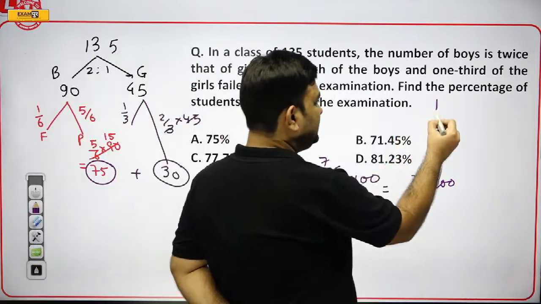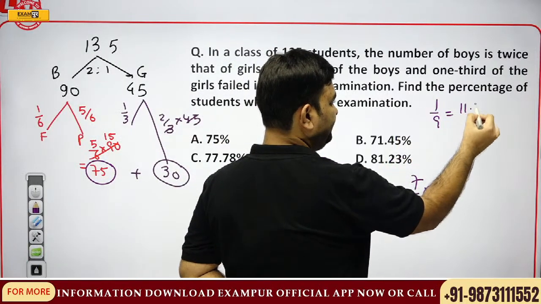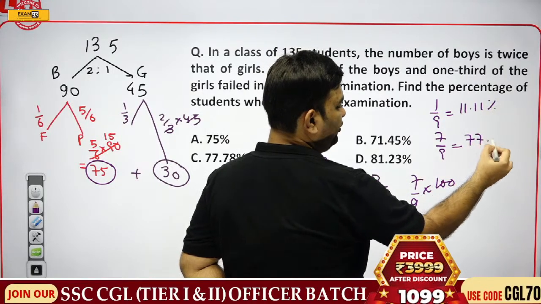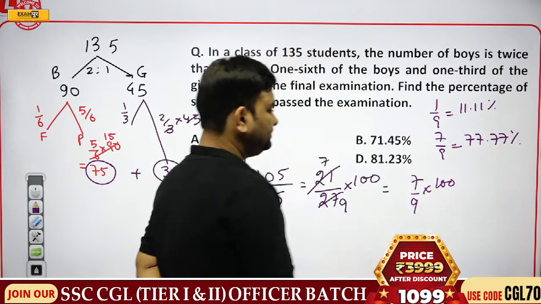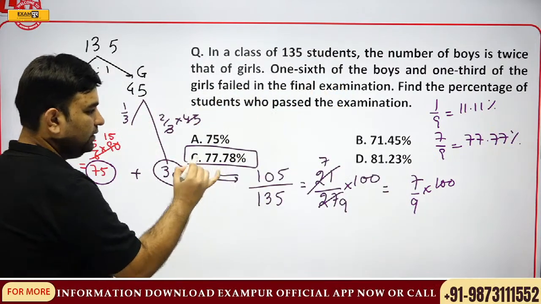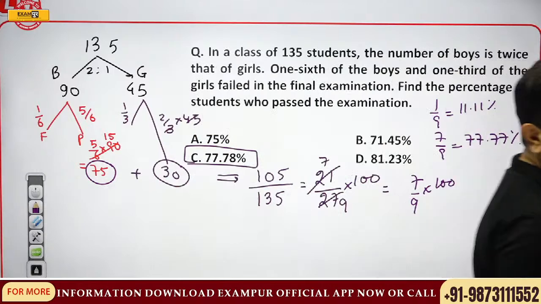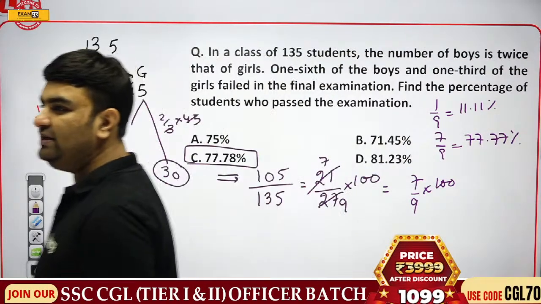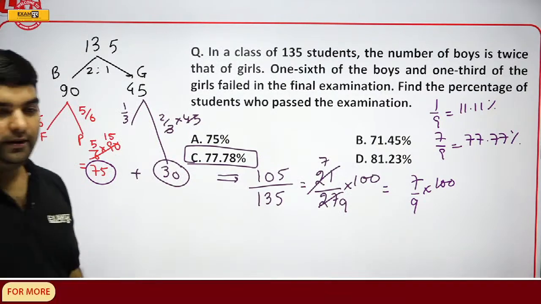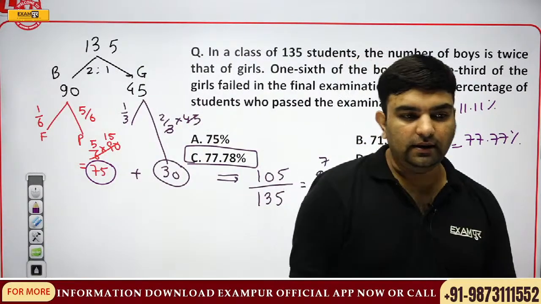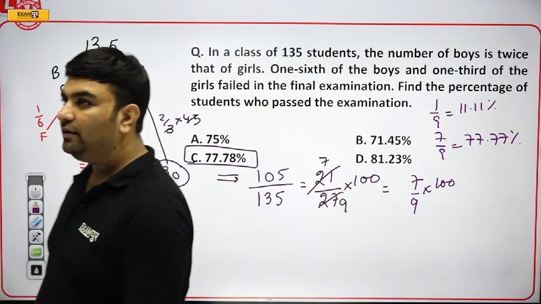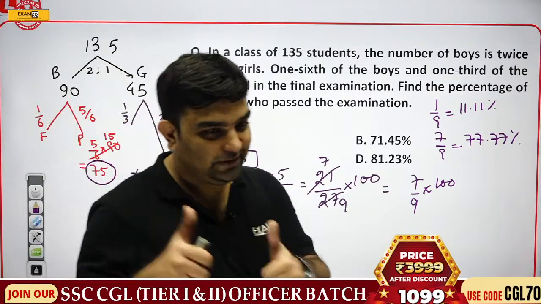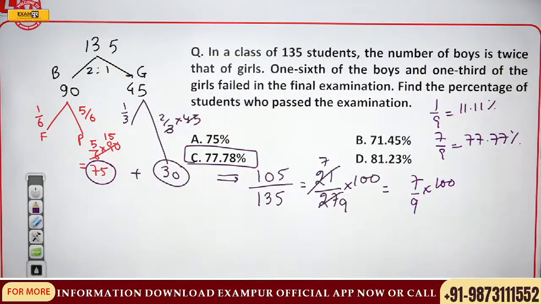1 by 9 is 11.11%. So 7 by 9 is going to be 77.77%. So 7 by 9 into 100 is 77.77%, since 1 by 9 is 11.11%. Perfect.